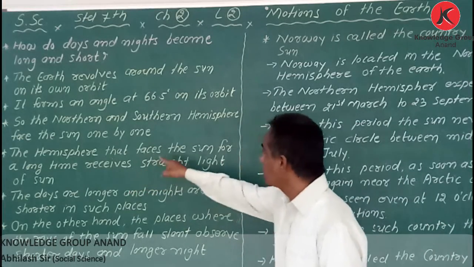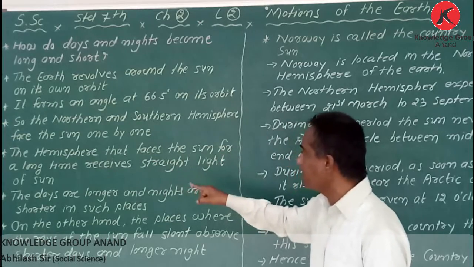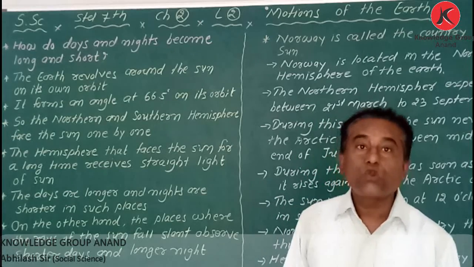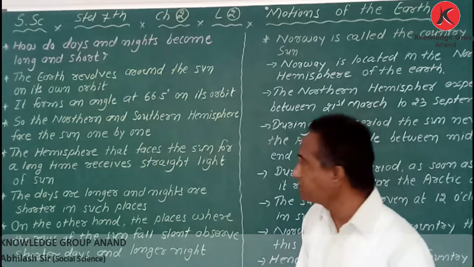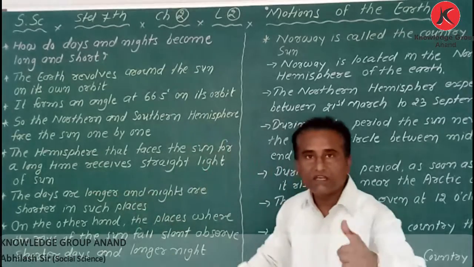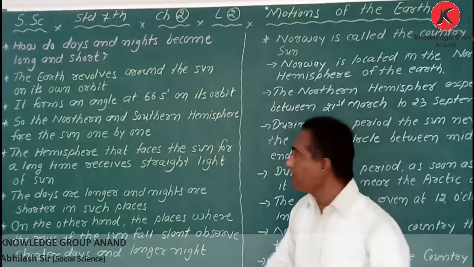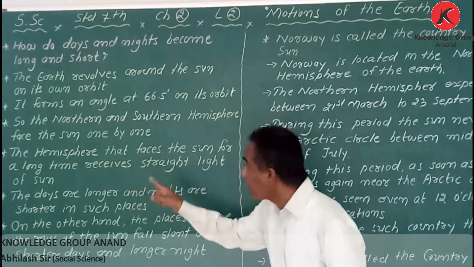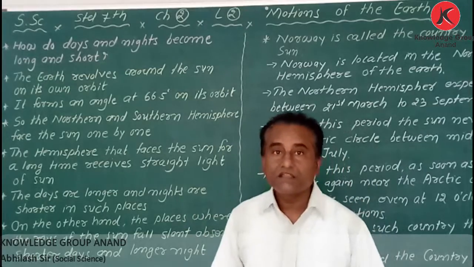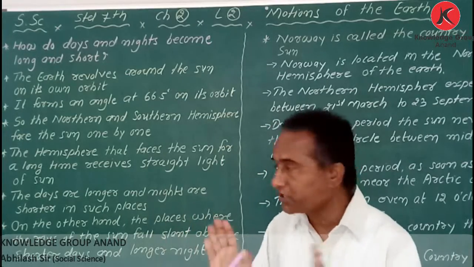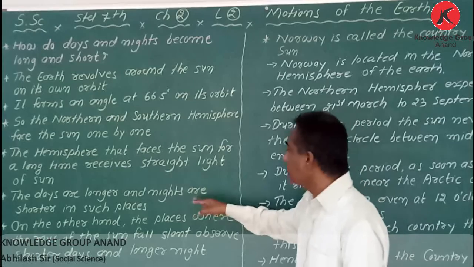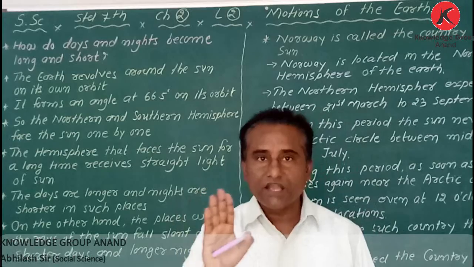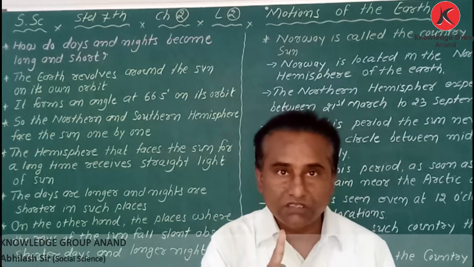The hemisphere that faces the sun for a long time receives straight light of the sun, so they have long days and short nights. The days are longer and nights are shorter in such a place, whether it is the northern or southern hemisphere, don't worry about that.